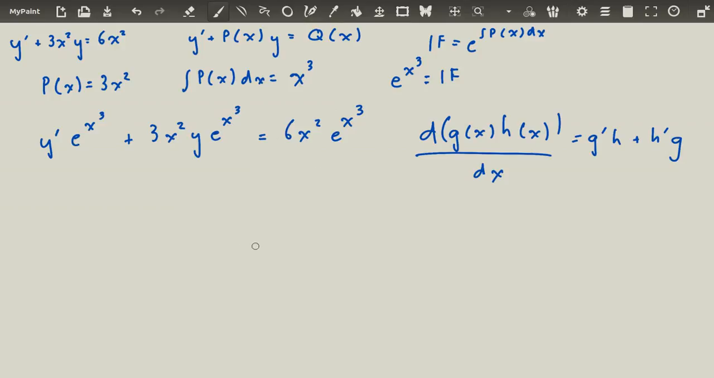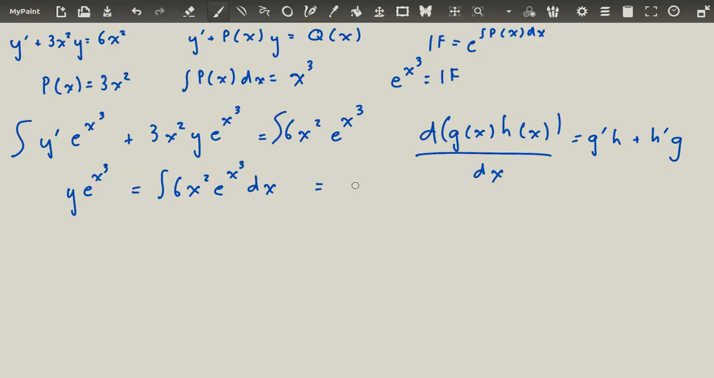So what we're going to do is integrate both sides of this equation. So just throw an integration sign on there. That brings us to y e to the x cubed is equal to the integral of 6x squared e to the x cubed dx. And one thing to note here is that 3x squared is actually the derivative of e to the x cubed. So that works out as follows.